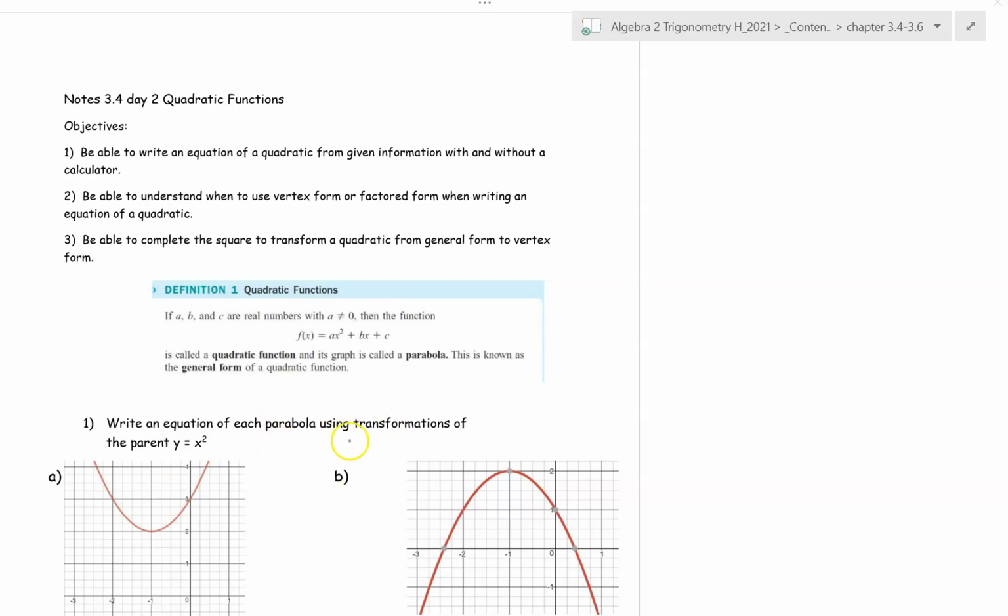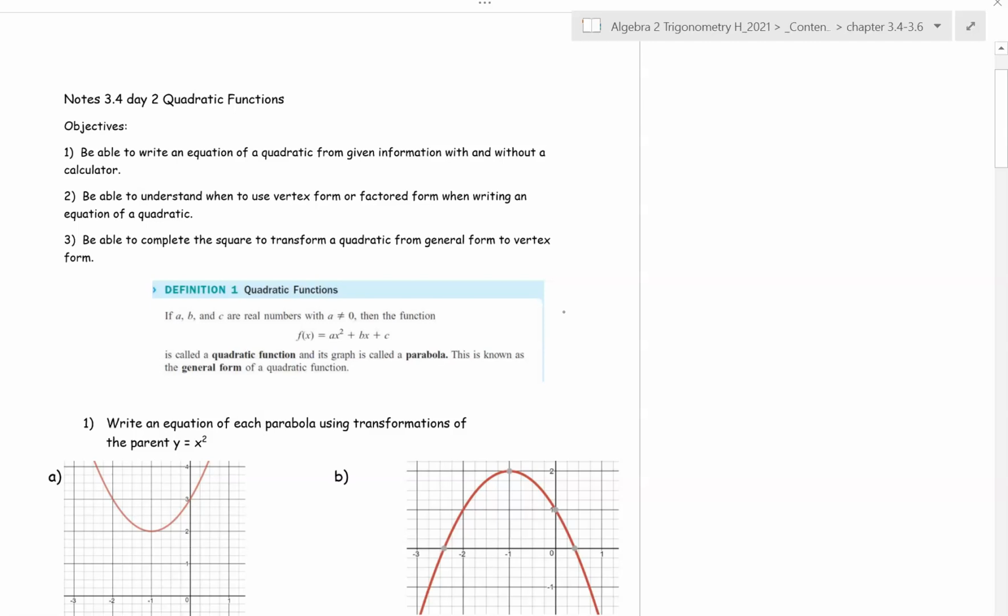We're still talking about quadratic functions, and our objectives for today are to be able to write an equation of a quadratic from given information with and without a calculator. So I might give you the vertex, I might give you some x-intercepts, I might give you a graph. The second objective is to be able to understand when to use vertex form or factored form when writing an equation of a quadratic. So depending on the given information, one form might be easier than the other.